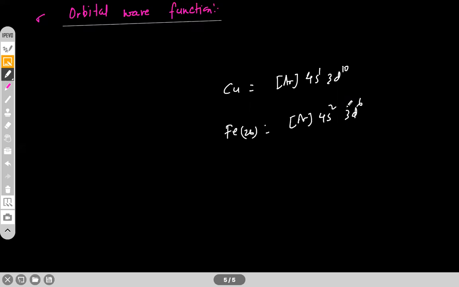Are you getting it? Yes, whenever you have 3d4, it has a tendency to convert into 3d5. Whenever it is 3d9, it has a tendency to convert into 3d10. That is it. Yes, obviously the 3d5 configuration is more stable than 3d4.